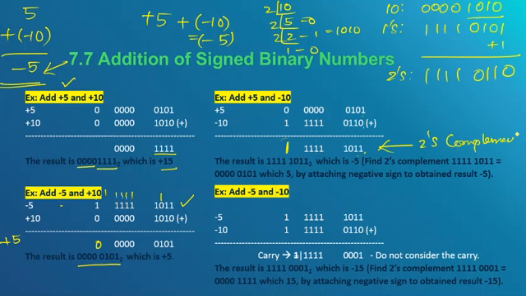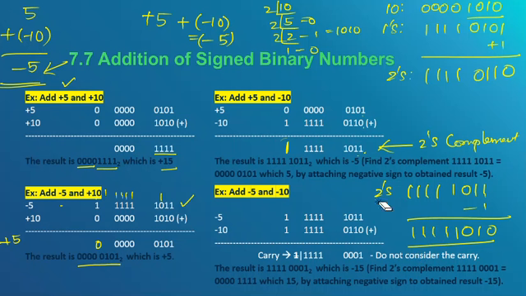If you want to know the decimal value, convert this 2's complement into 1's complement. So how to convert 2's complement into decimal form? Take 1 1 1 1 1 0 1 1. This is the 2's complement. First subtract 1 here. It becomes 1 1 1 1 1 0 1 0. Now take the 1's complement of this.